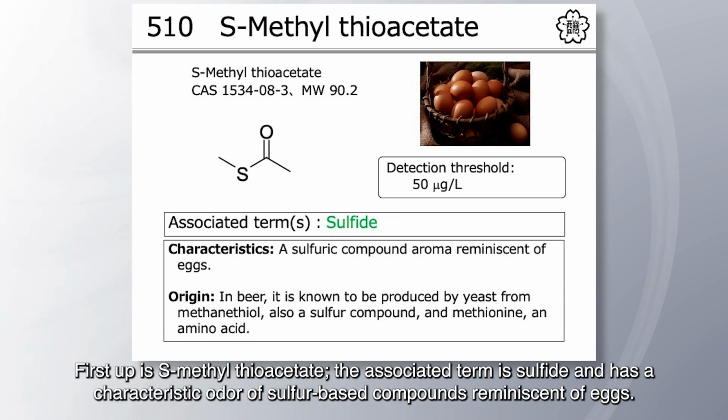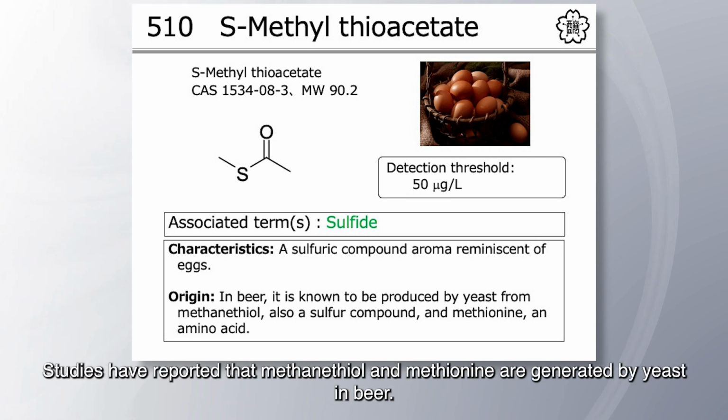First up is S-methyl-thioacetate. The associated term is sulfide, and it has a characteristic odor of sulfur-based compounds reminiscent of eggs. Studies have reported that methanethiol and methionine are generated by yeast in beer.